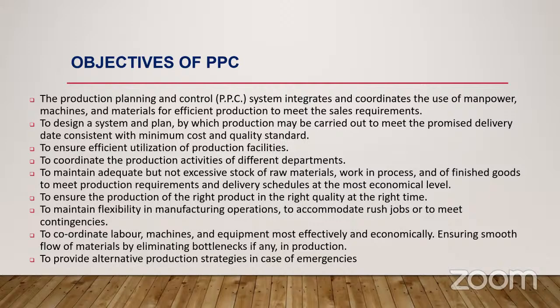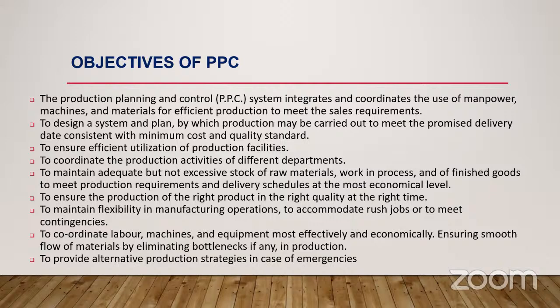Production planning control systems integrate and coordinate the use of manpower, machines, and materials for effective production to meet the sales requirement. Because in the very beginning, in the introduction part, I already told you how production planning is required to coordinate all the M's. That means manpower, machines as well as materials, because our target is to achieve a goal. What is your goal? The goal is how to increase your market share, how to expand your market and so on.